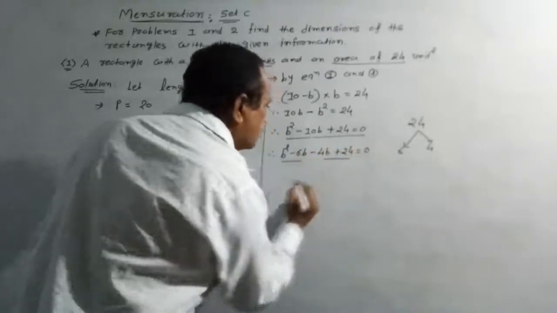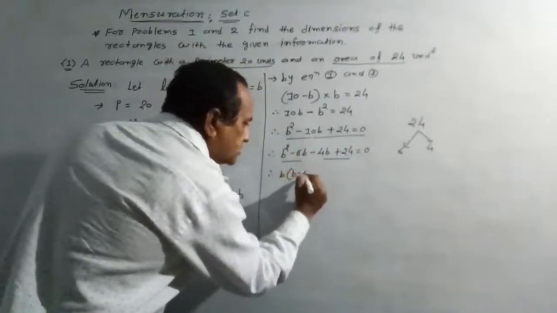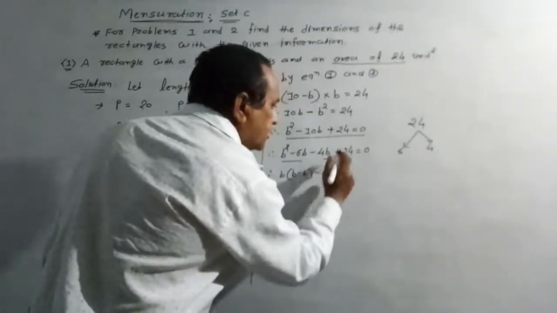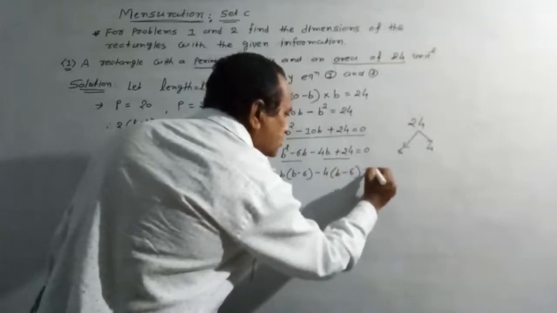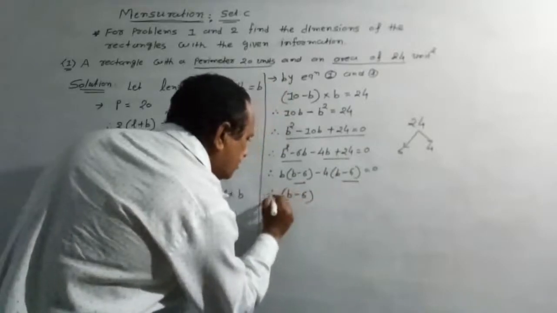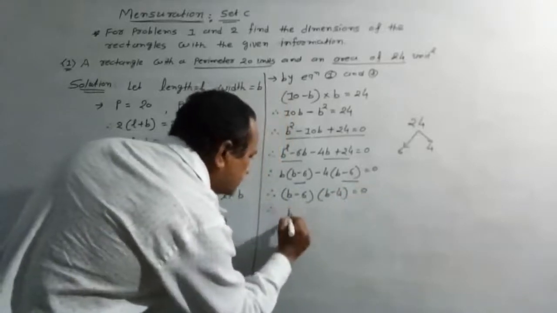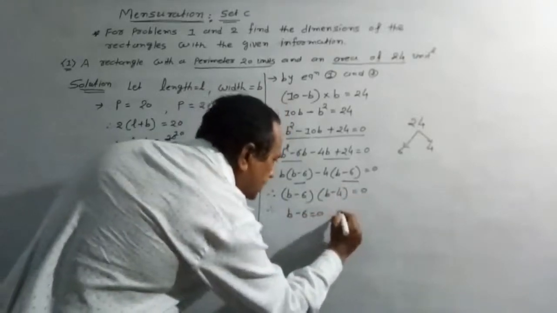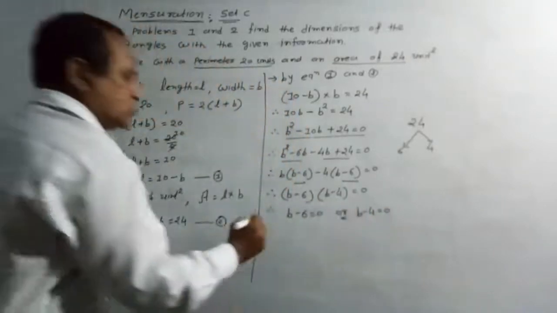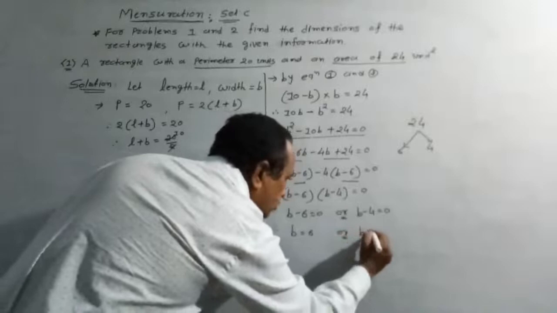Now take B common from the first two terms, B minus 6, and minus 4 common from the others, B minus 6. Again common B minus 6: (B minus 6) times (B minus 4) is equal to 0. Then B minus 6 is equal to 0, otherwise B minus 4 is equal to 0. બંને અલગ કાઢ દો. So B is equal to 6, otherwise B is equal to 4.